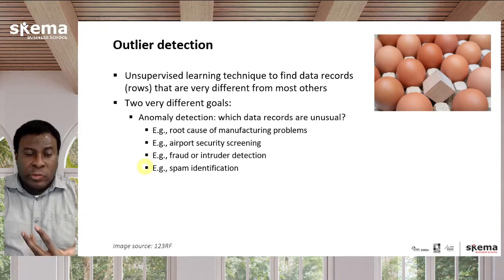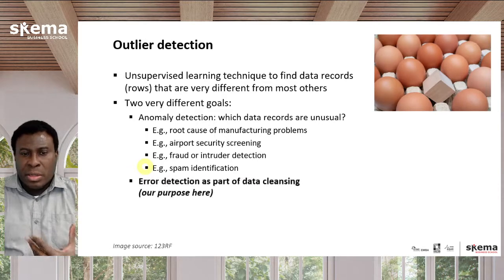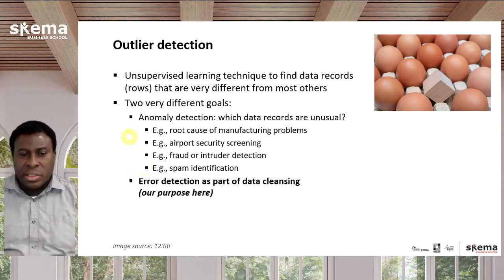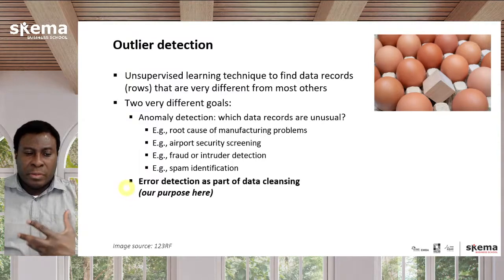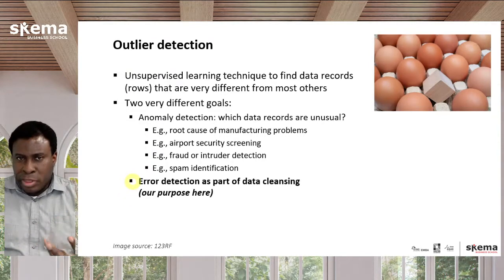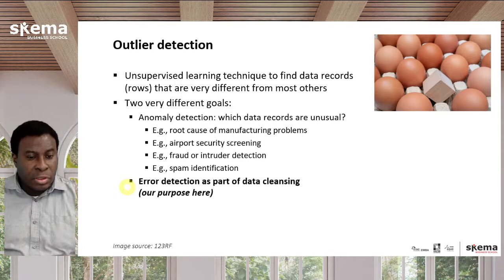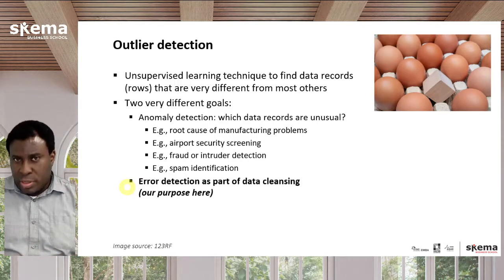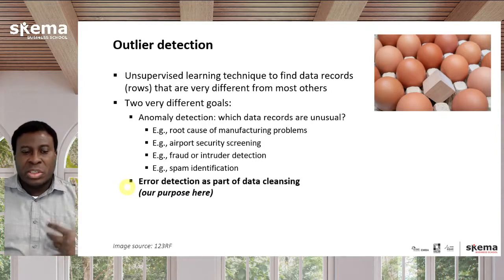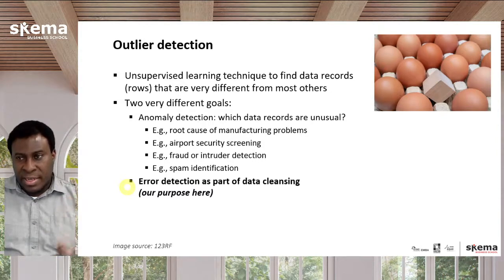Another very different goal is not the primary goal of the analysis, but just in the course of cleaning data and making sure that there are no problems in the data. Outlier detection might be carried out because maybe some outliers are errors. And so that's what we're going to look at here, especially outlier detection for the purpose of data cleansing.